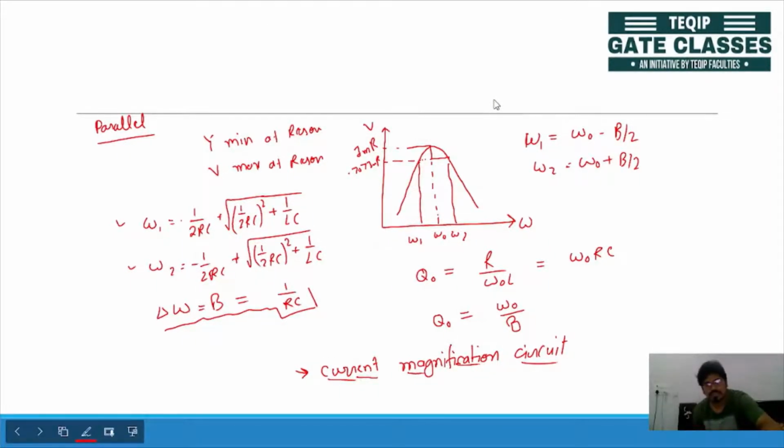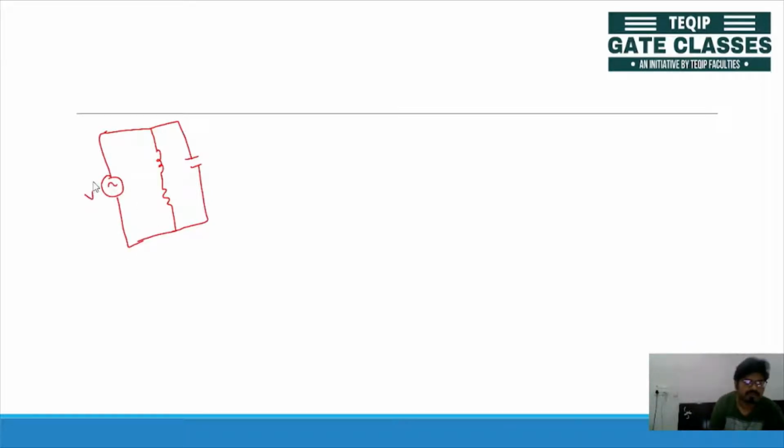Now, if you have a mixed series parallel circuit, like, you call it a parallel circuit, but if you have a mixed circuit, like suppose you have RL here like this, and C is here. Right? There is your voltage source. Let's say this is V. Okay, this is your L, this is your R, this is C.